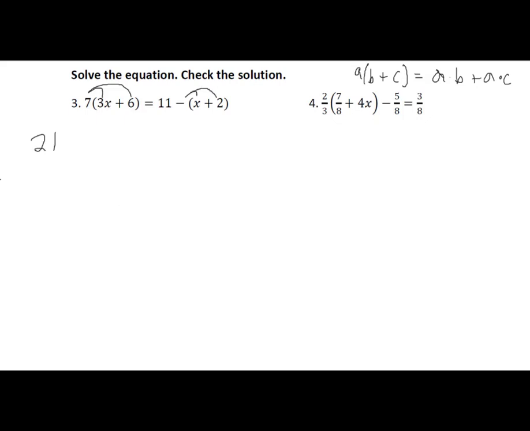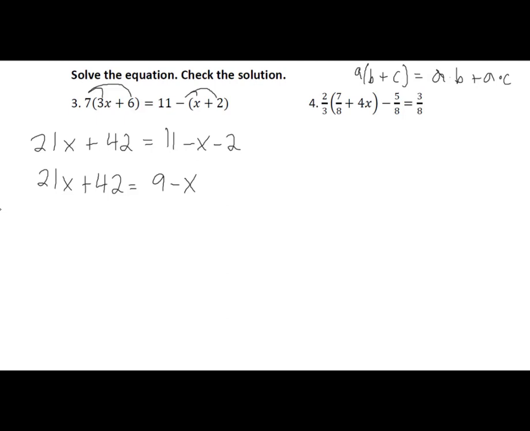So I now get 21x plus 7 times 6, 42, equals 11. I'm just going to bring down this minus (x plus 2), so that's a positive x plus 2. When you apply a negative to that by multiplying it, it just changes the sign. So that's negative x. x becomes negative x, and positive 2 becomes negative 2. And here I have a number and a number, so I'm going to combine like terms. So I get 21x plus 42 equals 9 minus x.